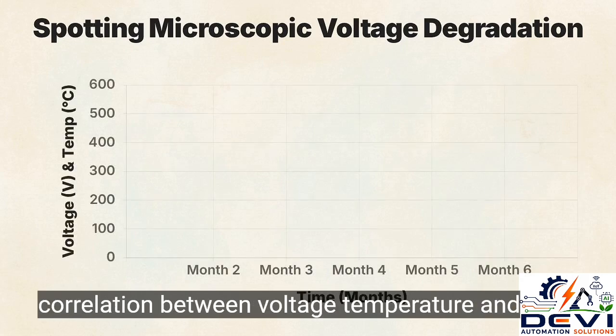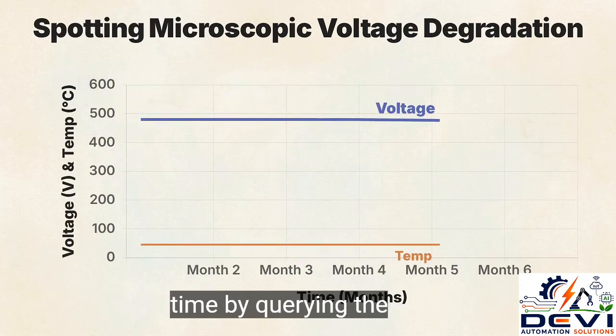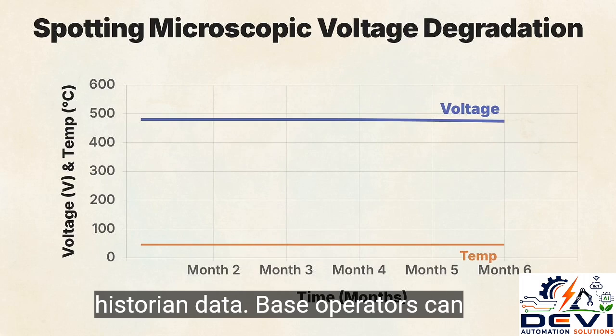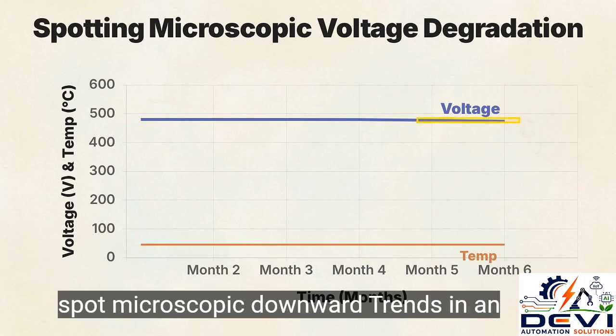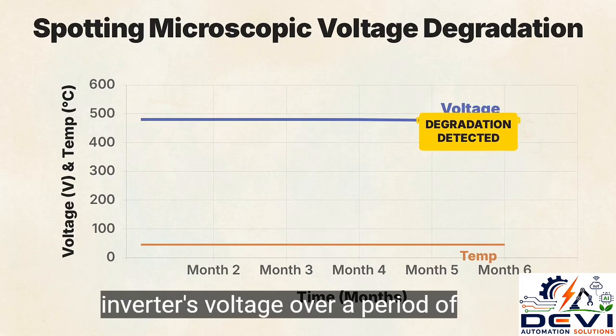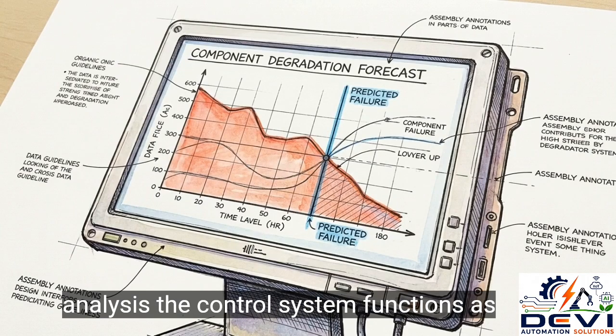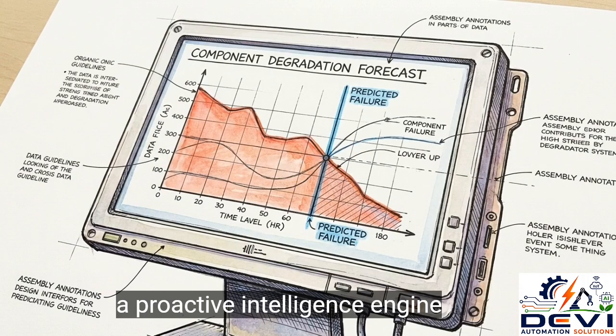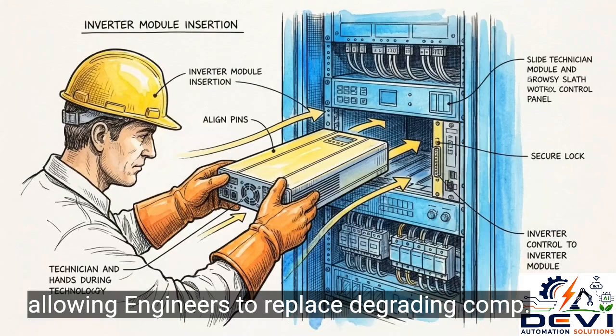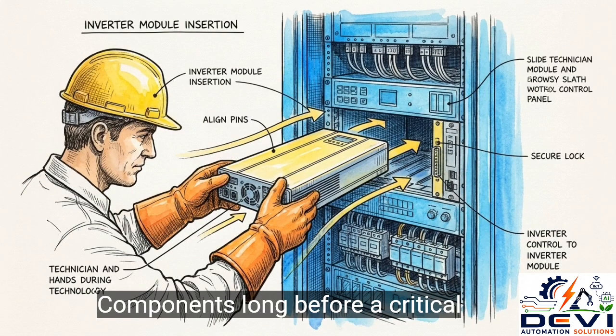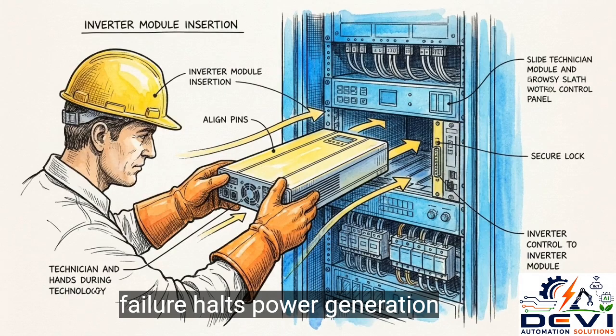This chart shows the correlation between voltage, temperature, and time. By querying the historian database, operators can spot microscopic downward trends in an inverter's voltage over a period of months. Through this historical trend analysis, the control system functions as a proactive intelligence engine, allowing engineers to replace degrading components long before a critical failure halts power generation.